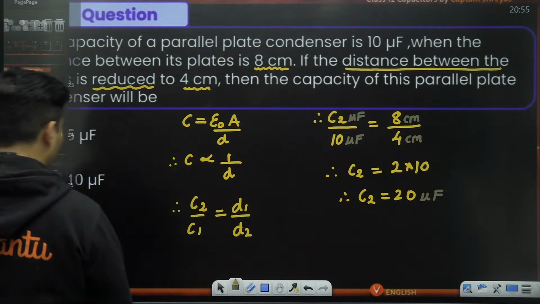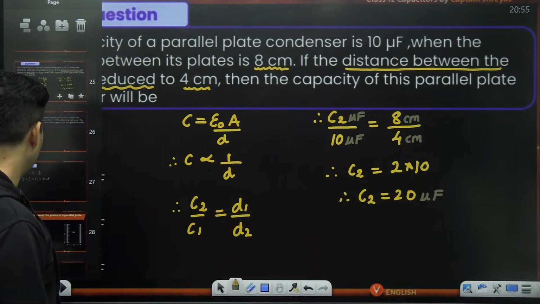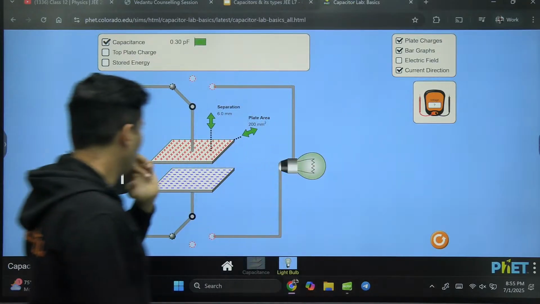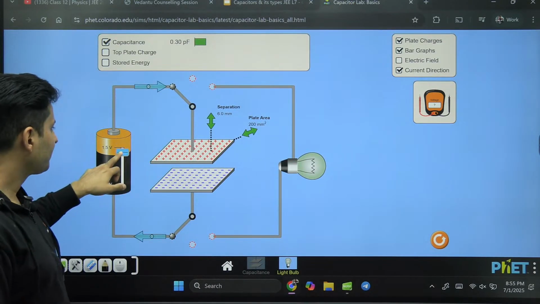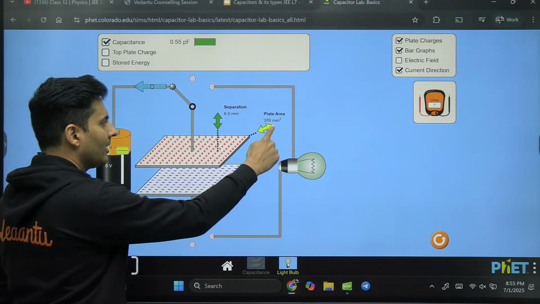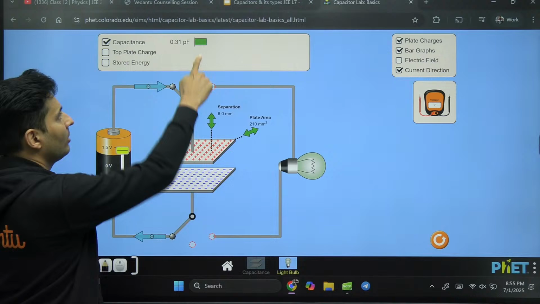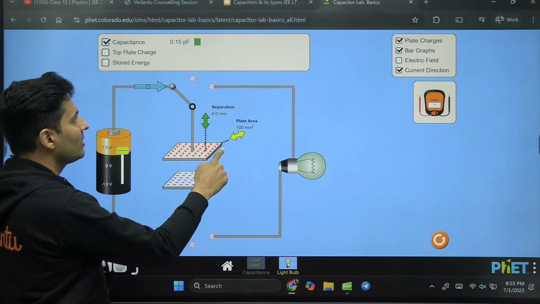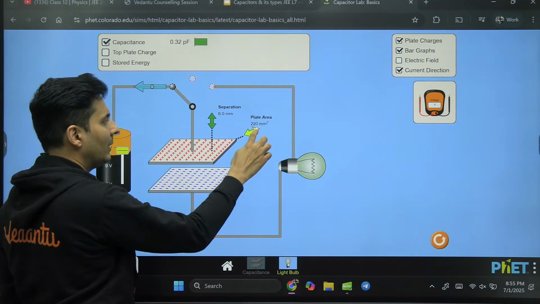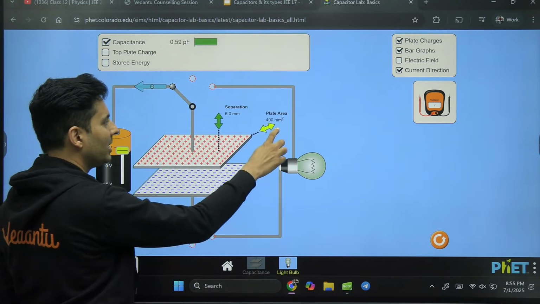Okay, perfecto. Moving on to the simulation part. Observe this carefully. Notice how if I increase the area, see how the capacitance increases. If I reduce the area, capacitance is 0.15 units. Now it is increasing. So it is proportional to the area.